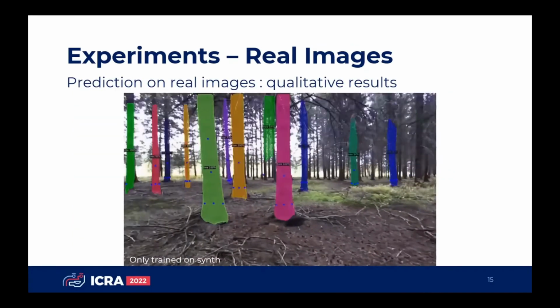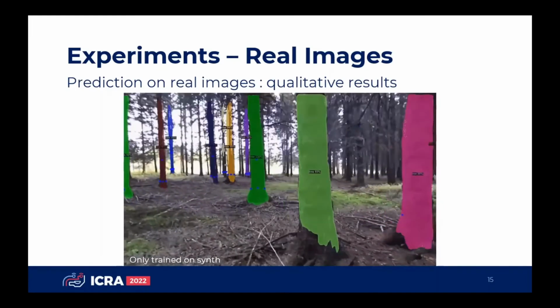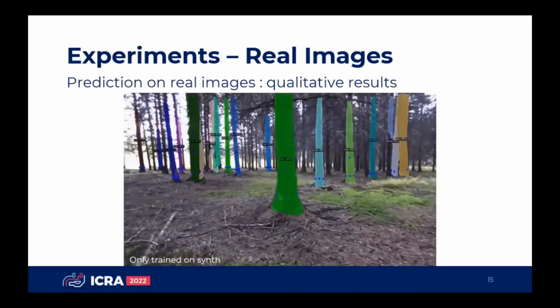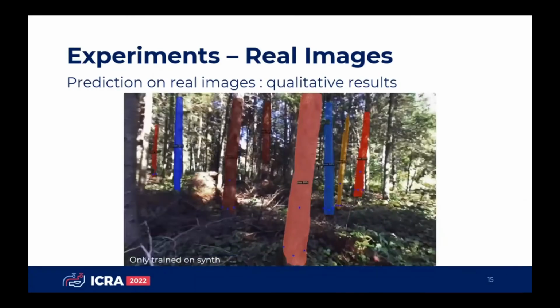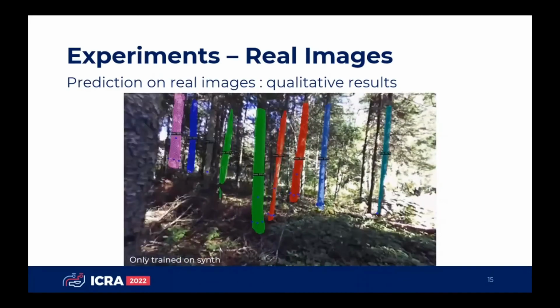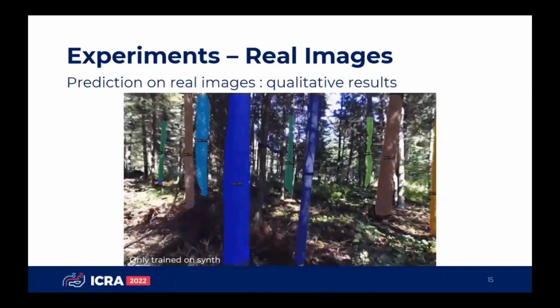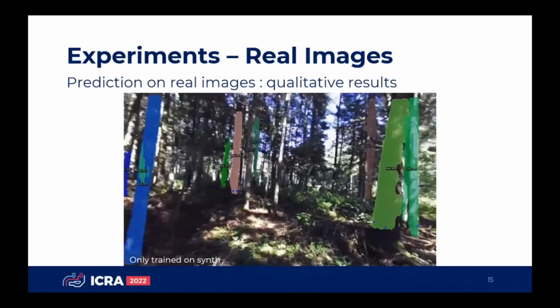In our last experiment, we qualitatively assessed how well the features learned on synthetic images transfer to real-world images. These video segments were filmed by us in a Canadian forest with a ZED stereo camera. As we can see, our Mask Gaussian model can detect trees without any fine-tuning on real images.